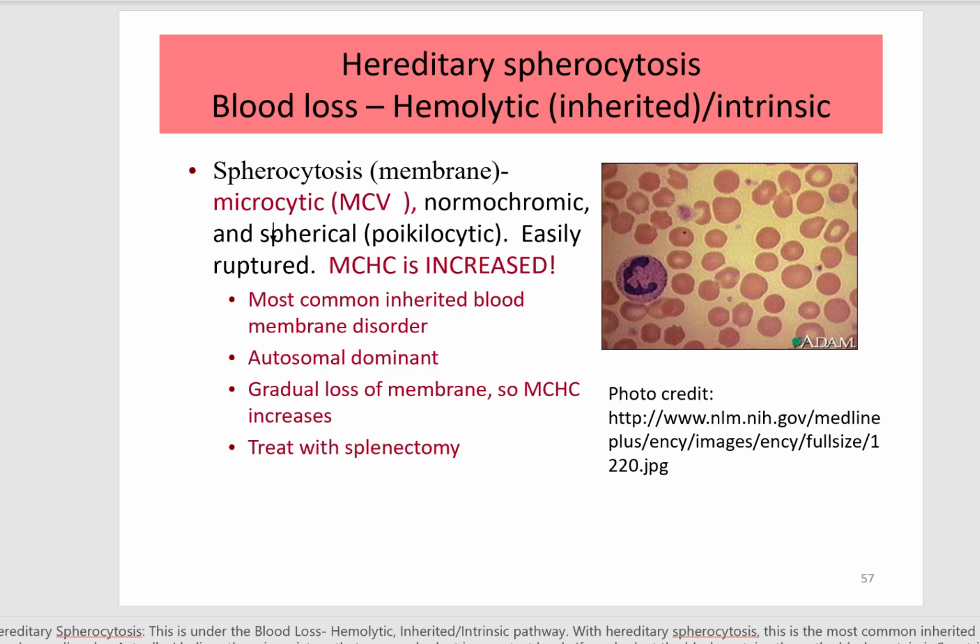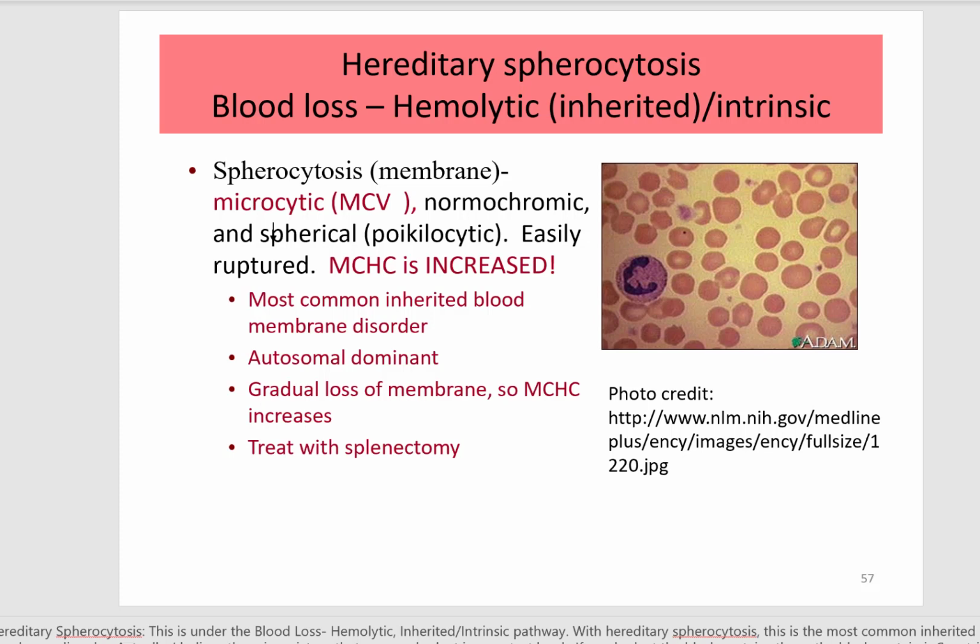Actually, I believe there is a picture that you can look at in your textbook. If you look at the black proteins there, the black protein is spectrin. Now, what happens with hereditary spherocytosis is it's a problem with maintaining the spectrin protein. What happens is there's a gradual loss of cell membrane. This is an autosomal dominant mutation, which means only one bad gene is enough to cause a problem.